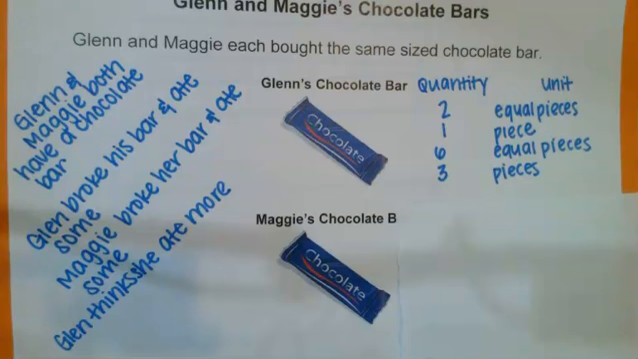Glenn and Maggie each bought the same size chocolate bar. Glenn broke his bar into 2 equal pieces and ate 1. Maggie broke her chocolate bar into 6 equal pieces and ate 3 pieces. Glenn thinks Maggie ate more than him, but Maggie argues that they ate the same amount. What are some mathematical questions we can come up with based on this story?